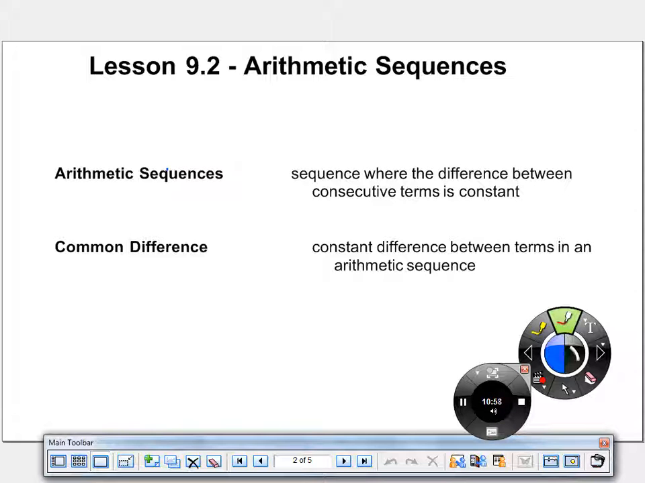Yes? Arithmetic sequence. So a sequence is any list. Pattern, no pattern, crazy pattern, whatever. To be an arithmetic, you have to have a pattern that is specifically addition or subtraction of the same amount between the terms. So every time you add 5, or every time you move to the next one, you subtract 10. Okay? That good with everybody? We understand the vocab?